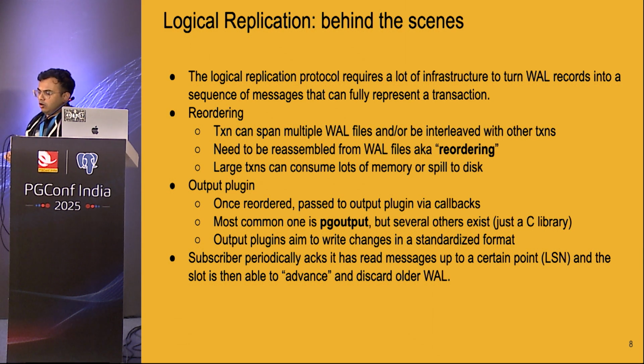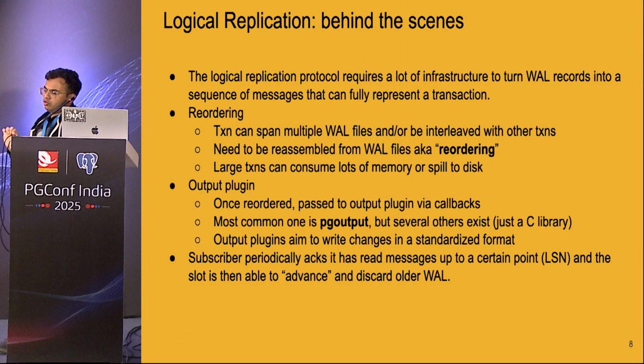And this requires memory to reassemble, and large transactions can even require spilling to disk to reorder. So it's a pretty hefty operation for larger transactions. After the reordering is done, the next step is what's called an output plugin. The reorder buffer passes changes into an output plugin via a callback. So basically it's a C library that you can write, and you can get the data from the reorder buffer.